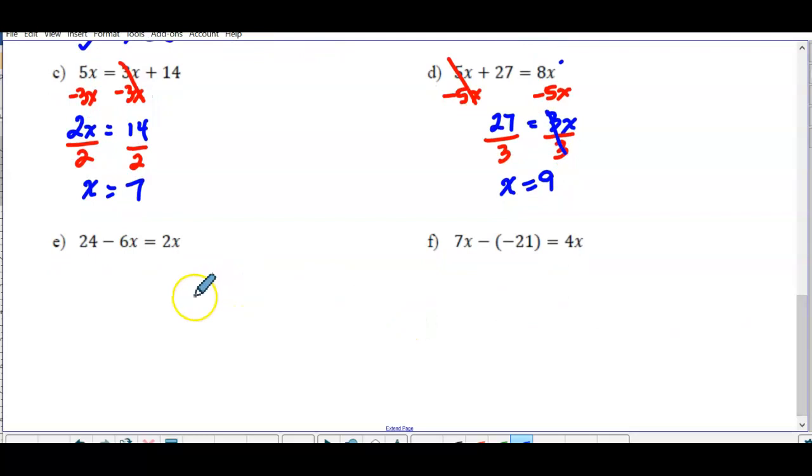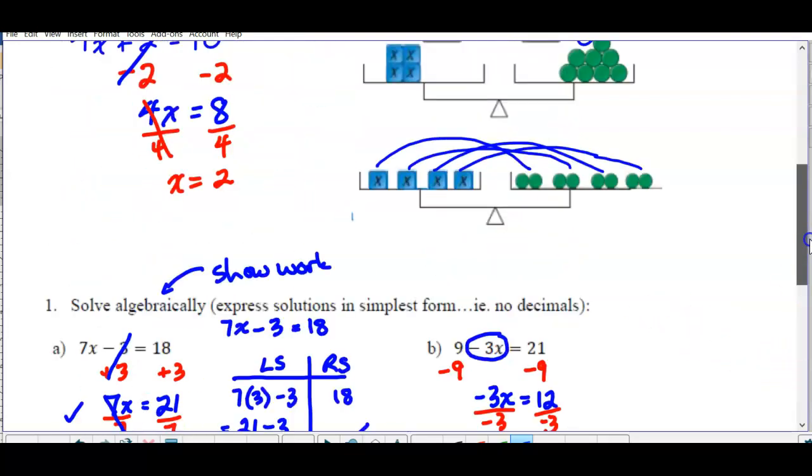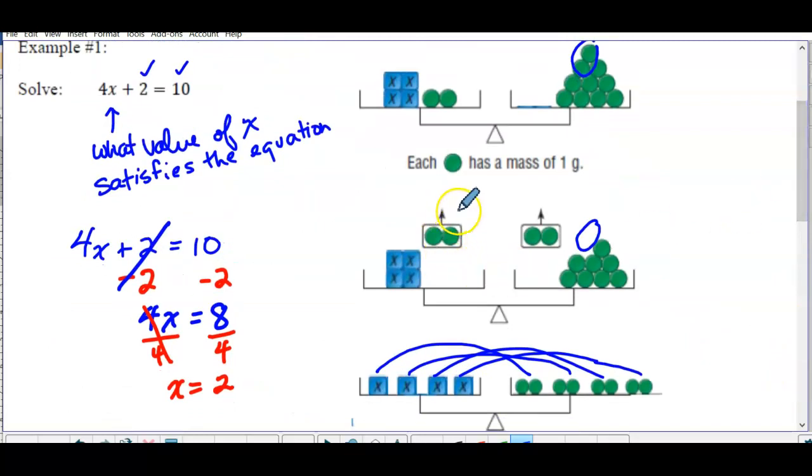Okay. Next one, 2 x terms, one on each side. This one's by itself, so I want to add 6x to both sides to make that 0. And so 24 equals 8x. Whenever you're doing this, you always have to do the same thing to both sides. Whatever you do to one side, you have to do to the other.